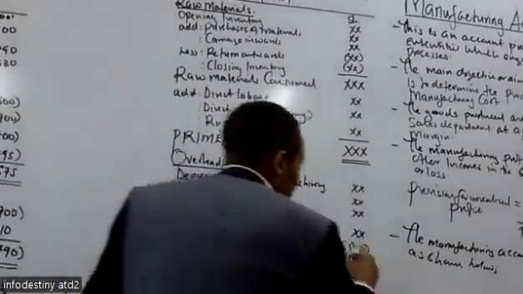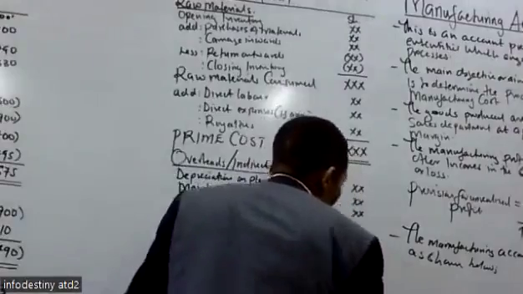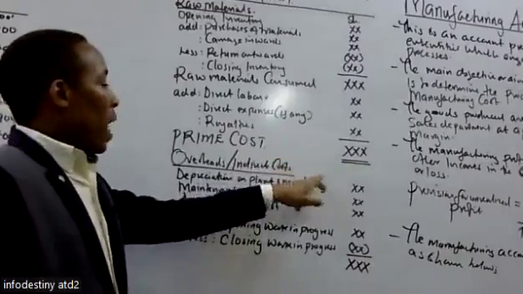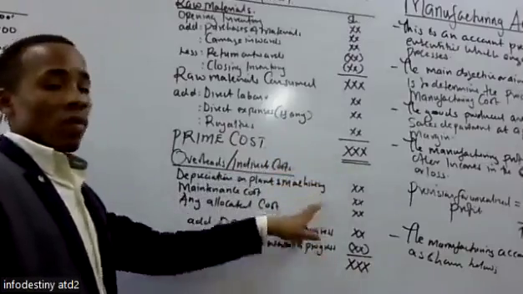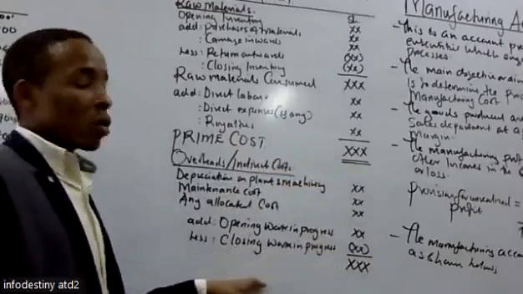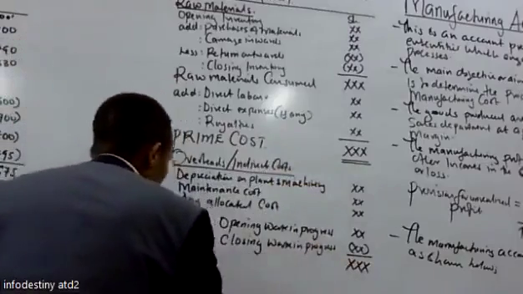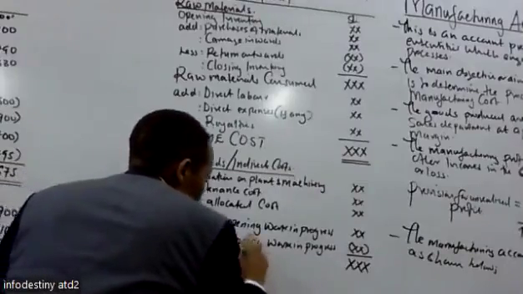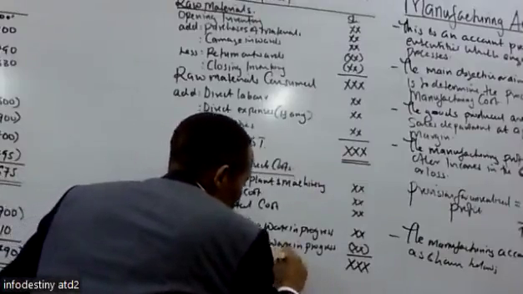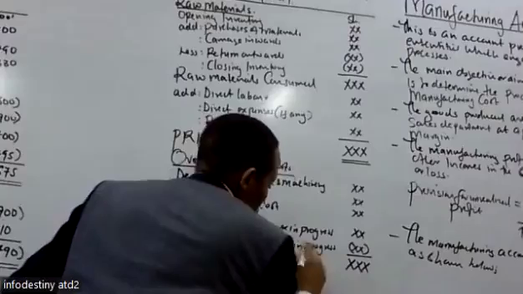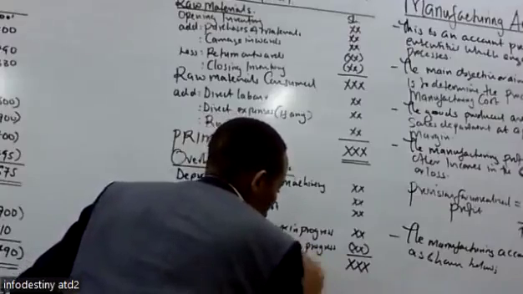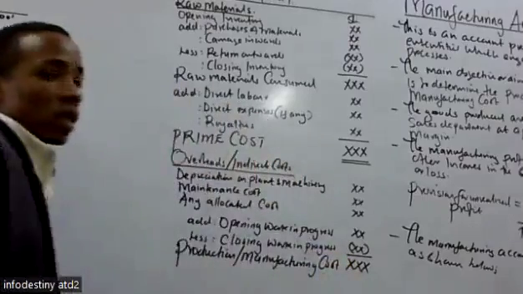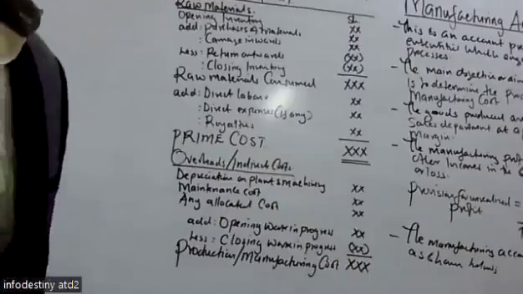So what we get here now, the total of the prime cost, plus all these indirect costs, and the overheads, will give us the production cost. The final one here, the total, this is the production stroke the manufacturing cost. That's the manufacturing cost.